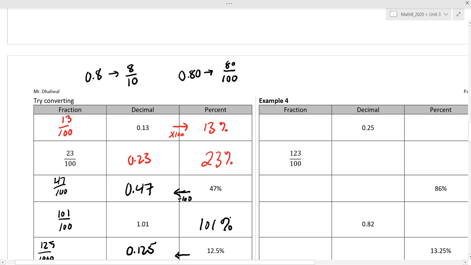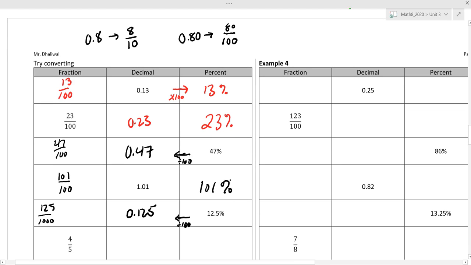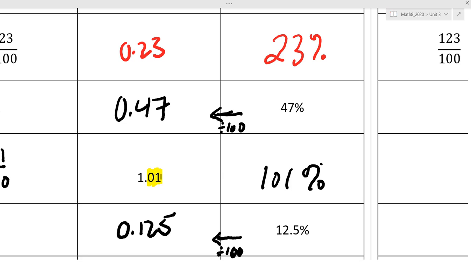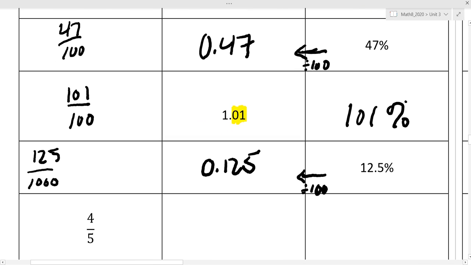Yes, Dylan? For 1.01, would that be 101 over 1,000? No. There are only 2 digits after that decimal, the 0 and the 1. It's how many are after the decimal? There are only 2. For 0.125, there are 3. 1, 2, 3.